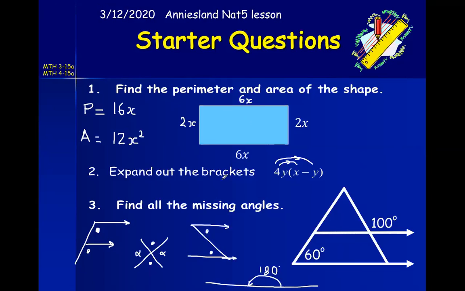Okay, so the next question we had was expand out the brackets. So 4y times x, 4xy, yeah? And then I've got 4y times a negative y, or minus, so that becomes negative because it's negative. So negative 4y squared. Yeah. This is how you would expand the brackets.